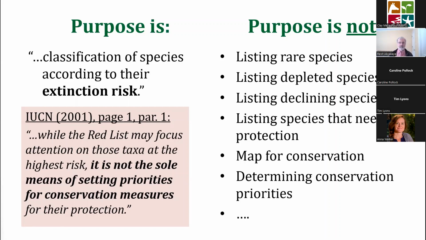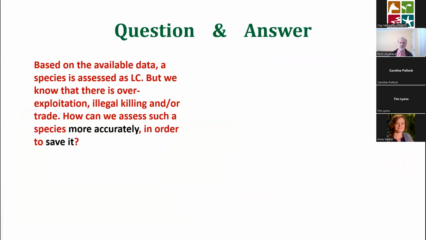So with that said, let's start with a few of your questions. As I said, these are loosely based on your questions, not exactly what was asked. So here's a question. This is similar to many questions that I have gotten over the years that I was chair of the Standards and Petitions Committee. It says, based on the available data, a species is assessed as least concern. But we know that there's overexploitation, illegal hunting, and/or trade. How can we assess such a species more accurately in order to save it?